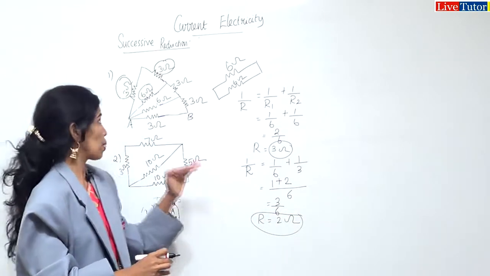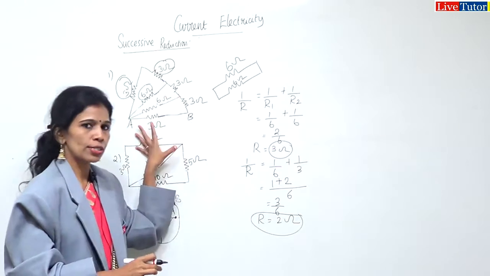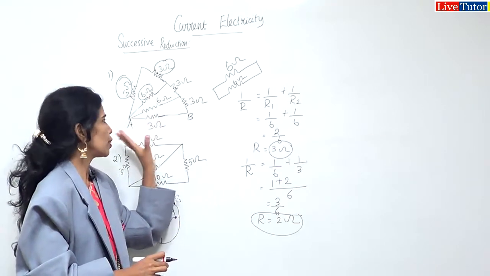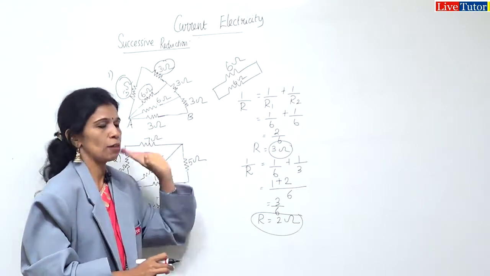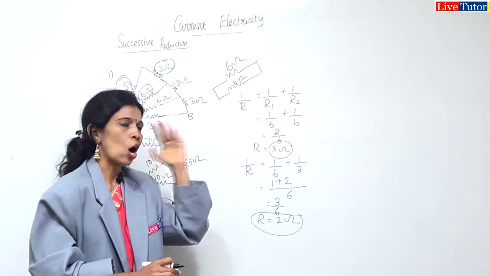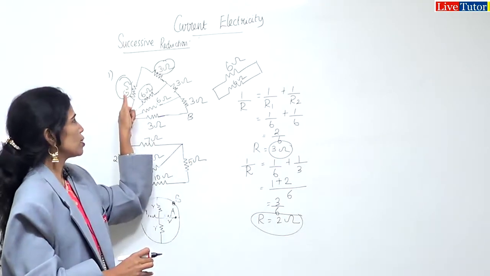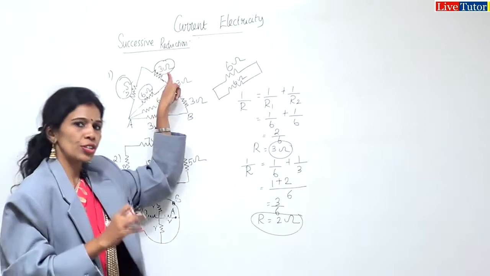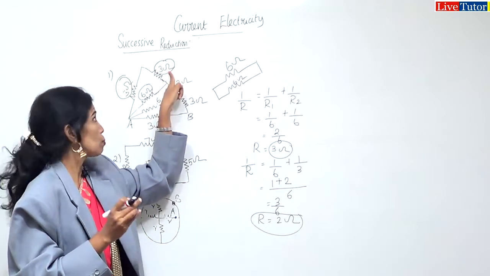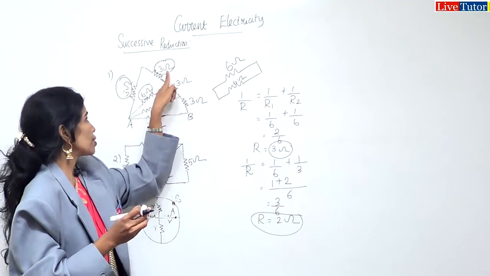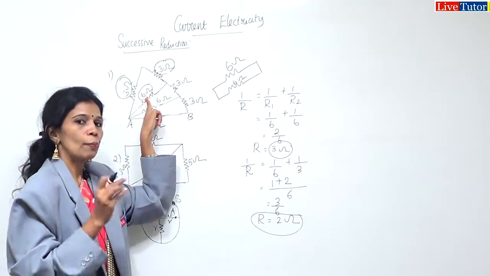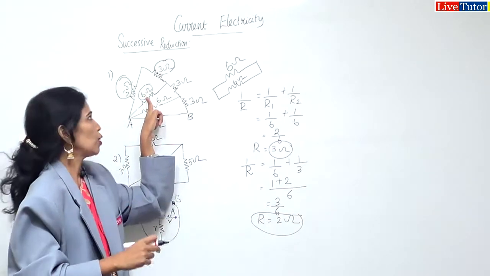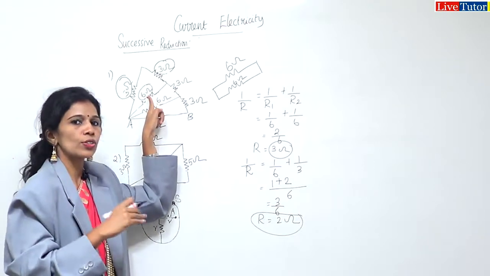So let me explain it once again. A diagram is given. You are asked to find out the resistance between A and B. We have to start from the outermost circuit. So start from this. 3 and 3 are in series. 3 plus 3 equal to 6 ohm. Now the 6 and 6 are in parallel. Parallel equal half of the value. So 6 and 6 means the answer is 3.